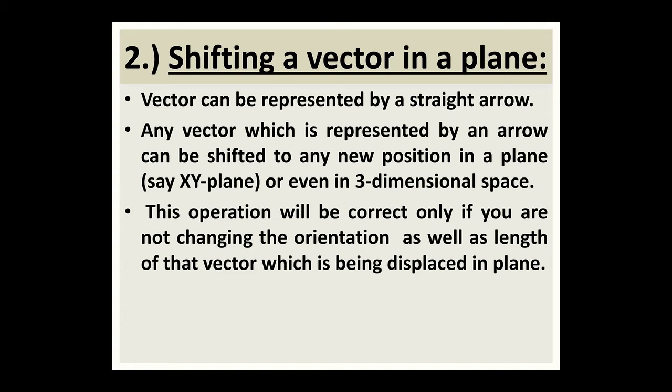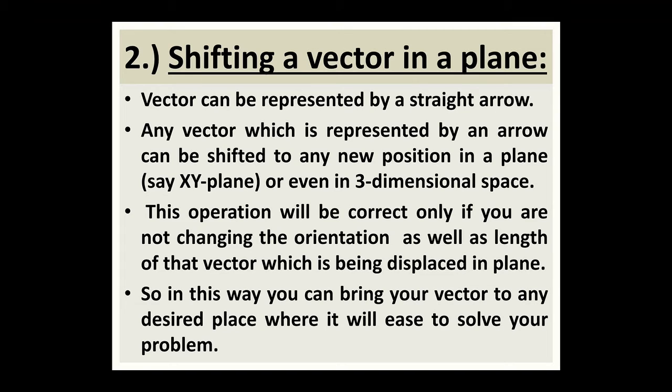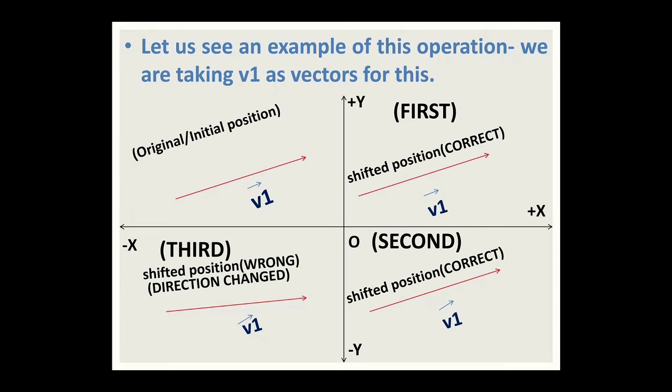It means that you can use this operation only if you are not changing the direction as well as the length of the arrow. Only then this operation will be valid, otherwise it will be invalid. In this way you can bring your vector to any desired place where it will ease solving your problem. So you can shift your vector from first quadrant to second quadrant to third quadrant, or third quadrant to fourth quadrant of the xy plane, or even vice versa.